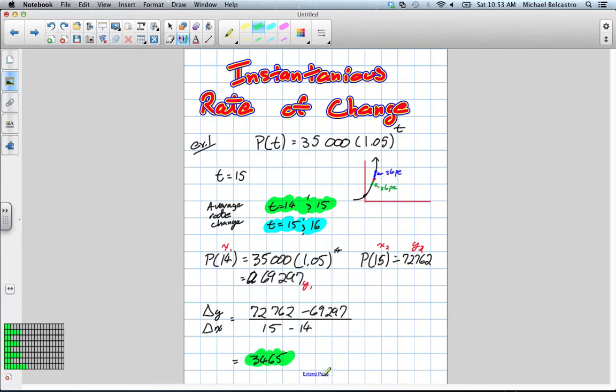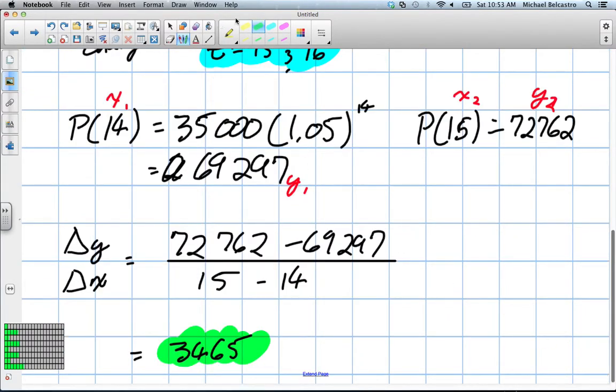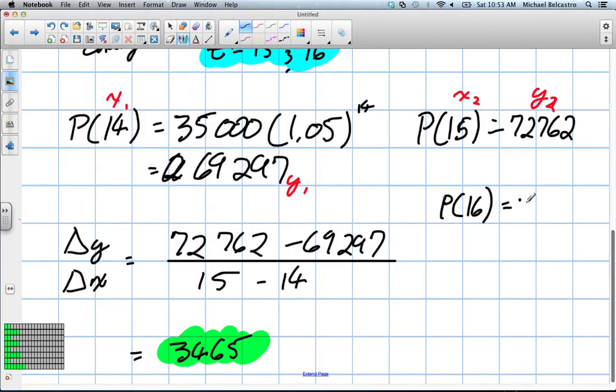Now we're going to find the slope of the blue part. Luckily, we already have the coordinate at 15, so we only have to solve for 16. P(16) is 1.05 to the power of 16 times 35,000, which is 76,400. Exact same idea.